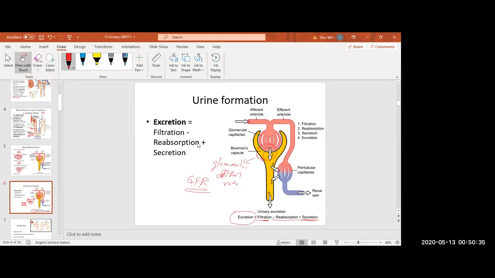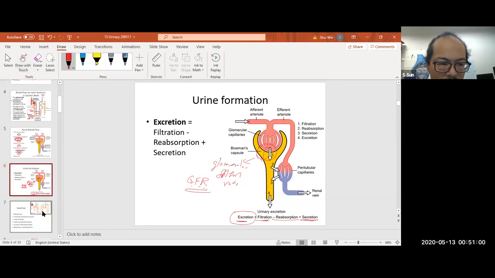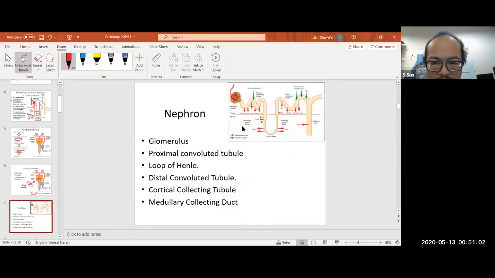When people think about GFR, the direct meaning is glomerular filtration rate, and that is very important. And the filtration, reabsorption, secretion overall is called excretion. So that's what's going to be excreted out. So that's the structure of the blood vessel. Now, next one is the structure of the tubule.